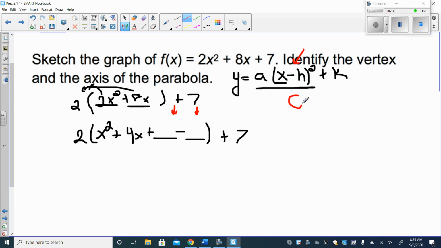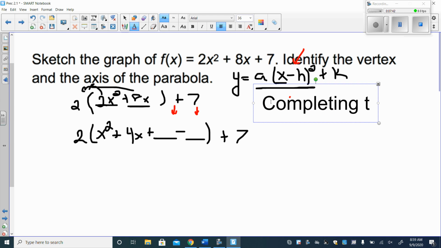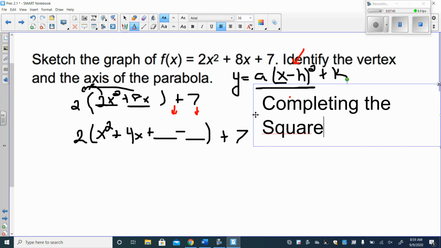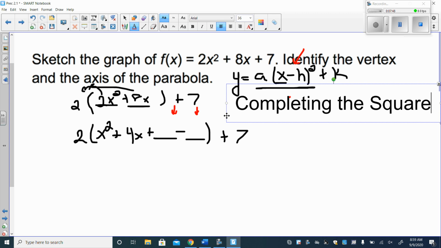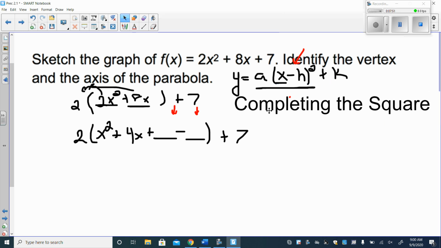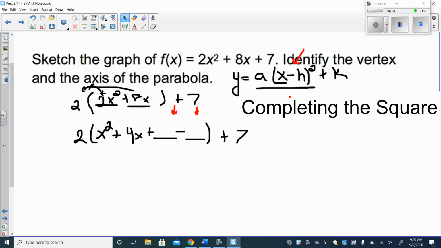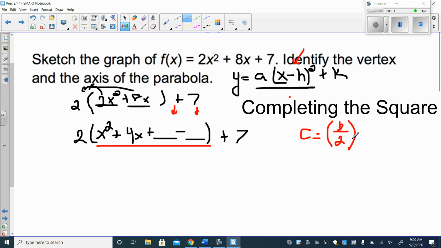Now, the way to get this is we're going to use completing the square. You probably remember this from Algebra 2, hopefully, doing completing the square. Because that's what we're going to do here to rewrite this set of parentheses, this thing here, as a set of parentheses squared. Now to find the term that goes in these 2 spots, we call it C, C is equal to b over 2, squared.